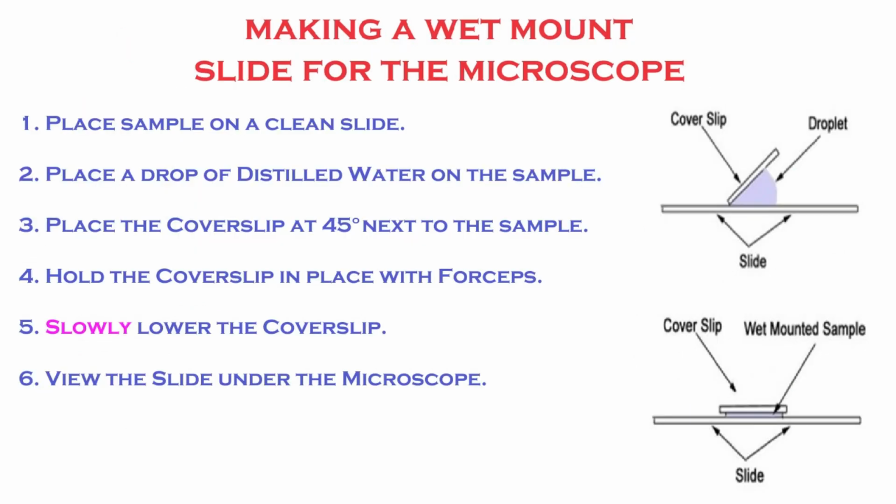Now to make a slide. We call making a slide a wet mount, and there are steps to making a wet mount. First, we place a sample on a clean slide. We place a drop of distilled water on the sample. We place a cover slip at a 45-degree angle next to the sample, and we hold the cover slip up in place with forceps. A probe will do also. Slowly, we're going to lower the cover slip as this allows air bubbles to escape. We can then view the slide under the microscope, hopefully with no air bubbles.